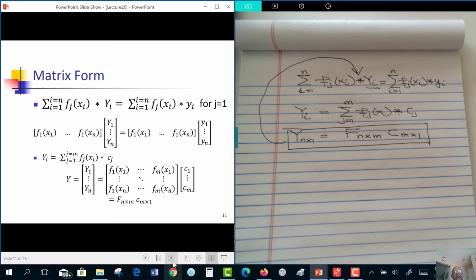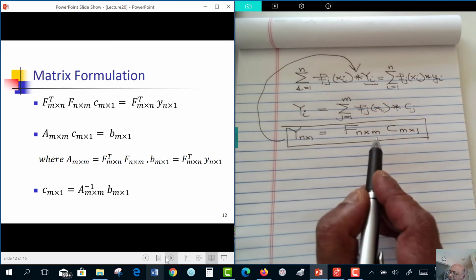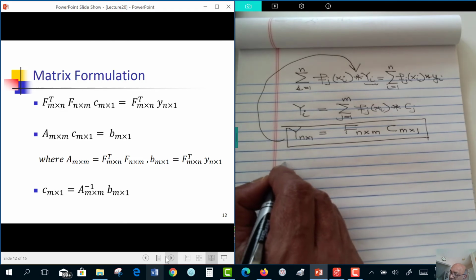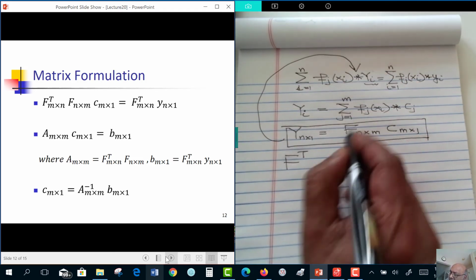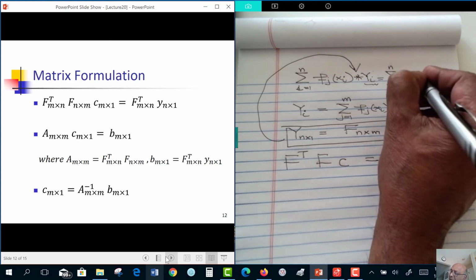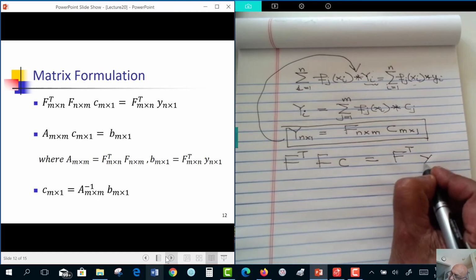So when we do this, our matrix form will become like this. This Fj matrix will look like F transpose. So the left side would look like F transpose times yi. Yi is F times C, which is, remember, F transpose times y.